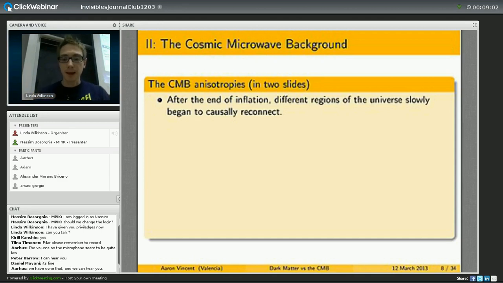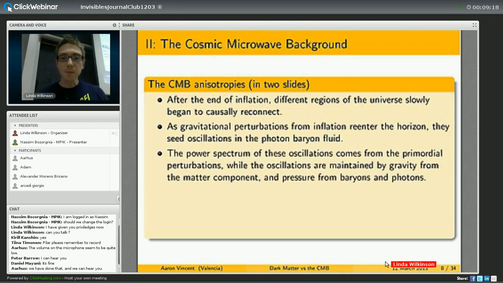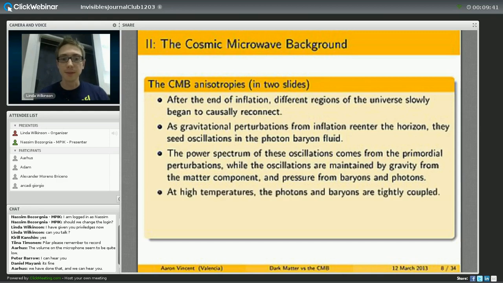entered into causal contact first, because they're on small scales. These regions start to causally reconnect, and any overdensity or underdensity that was produced during inflation would seed oscillations in this fluid of photons, baryons, and dark matter that the universe is left with after inflation. So the power spectrum of these oscillations comes from the power spectrum that's seeded by inflation, or whatever your favorite inflation alternative is. These oscillations are maintained by gravity, so the collapsing overdense regions, as well as pressure from this baryonic fluid, or photon baryon fluid, rather.